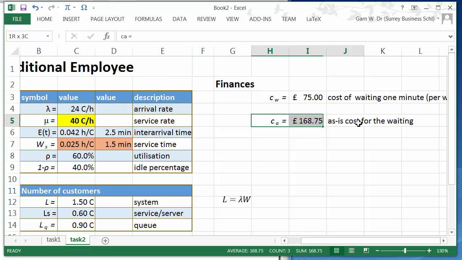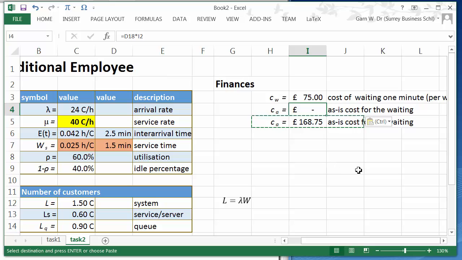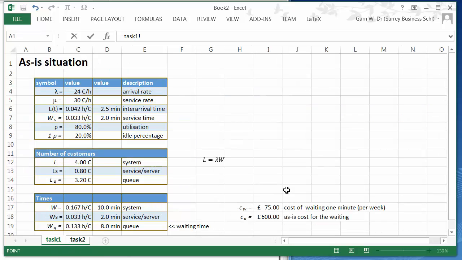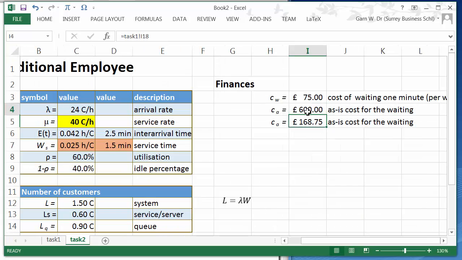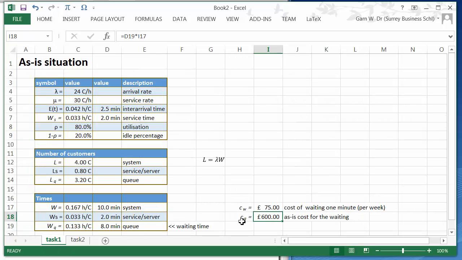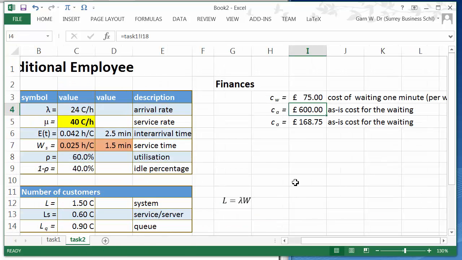The as-is cost, we would like to actually compare that at one stage. So let's get the as-is cost from the previous task. Let's go to task 1 and say these are our as-is cost. £600. Actually, we should highlight that maybe, because that's one of the major results.